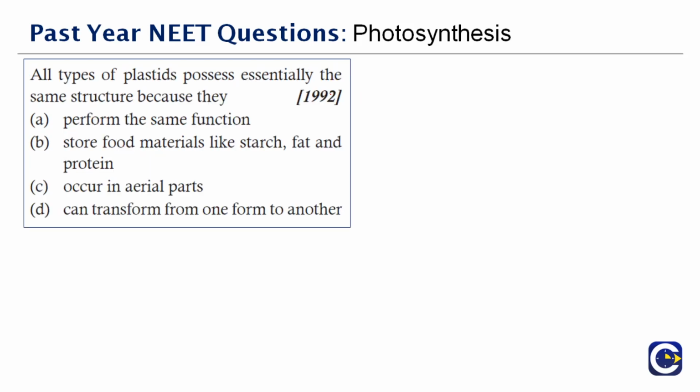All types of plastids possess essentially the same structure because they dash. This question I think we've already discussed in the earlier parts, not exclusively in photosynthesis, but in different other chapters. Now we'll go option by option. First one, perform the same function. No, because plastids contribute to what? What are plastids first of all? We'll discuss that first, then only you will understand what I'm talking about.